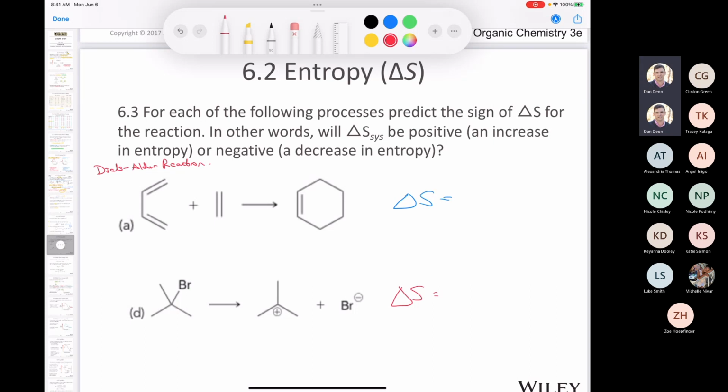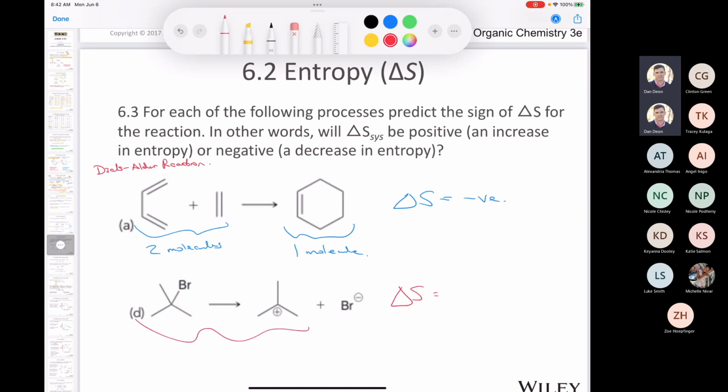Yeah, absolutely. Anybody else have an answer to that one? I see that somebody wrote in the chat that the delta S is negative, and they'd be absolutely correct, right? Because we're going from two molecules to one molecule. Or you could say we're going from 2 moles of reactants to 1 mole of products. Either way works. All right, so our disorder is decreasing. And what about the next one?